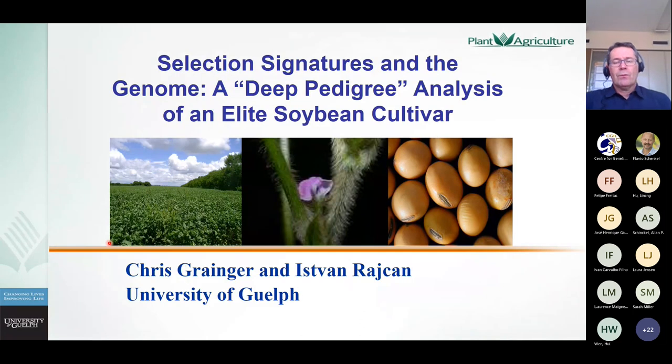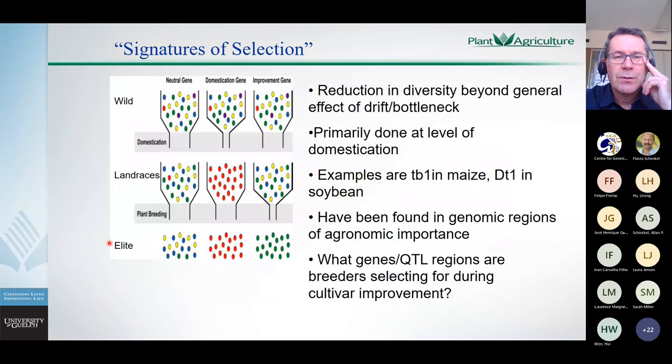So the first study where we looked at what we call the selection signature was done by my lab technician and research associate, Chris Granger, who's been with my lab for many years now. He did this as part of his master's degree, and he was interested in studying a deep pedigree of a highly successful soybean cultivar from our program that was developed by my predecessor, named OEC Bayfield, after Bayfield, Ontario. So first of all, what is a selection signature?